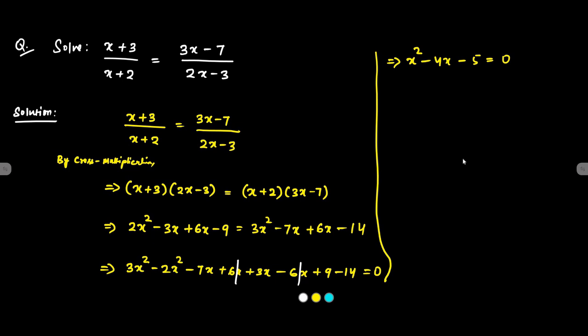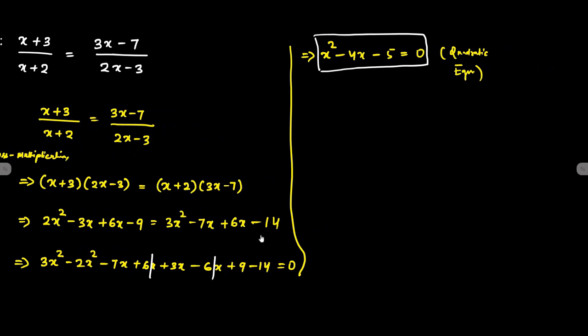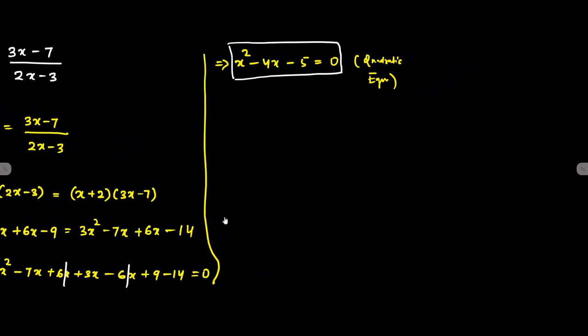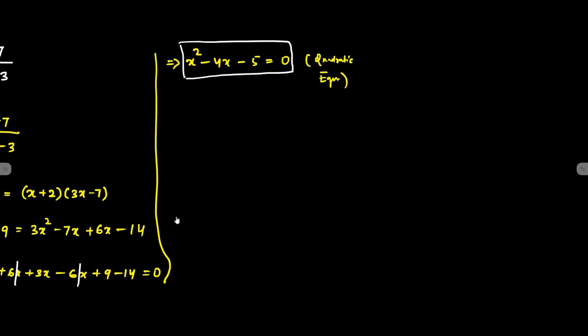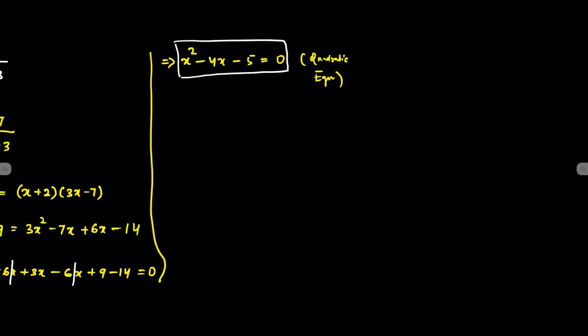Now this is the resultant quadratic equation. Okay, this is in proper quadratic equation format. x square minus 4x minus 5 is equal to 0. Now we have to solve this.